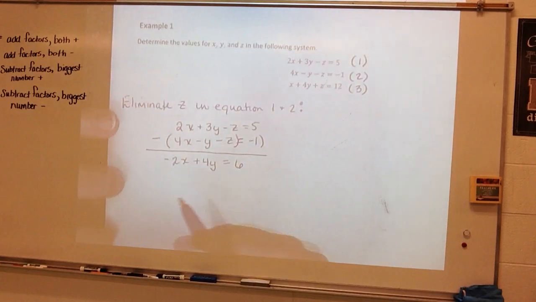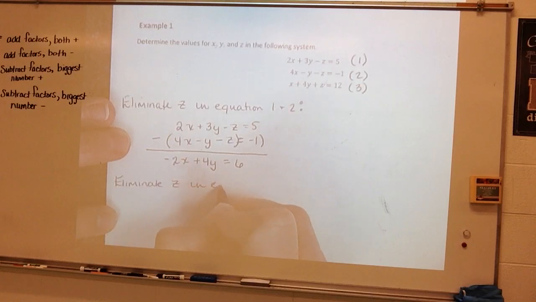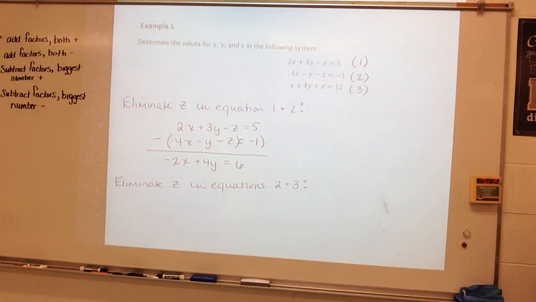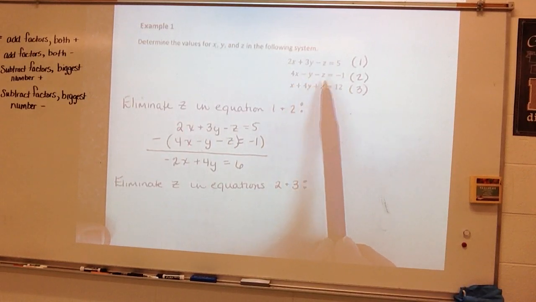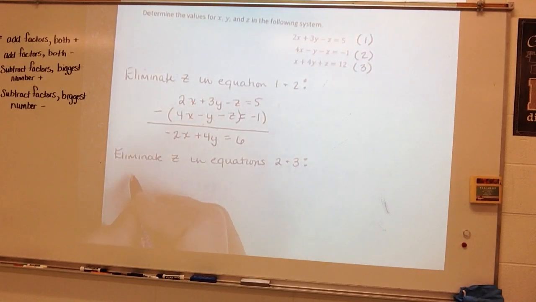Alright, so now we're going to eliminate z in equations 2 and 3. So let's look at how we can do that. And this is why we're doing this, because they're both 1s. They're opposite here, so I can add those two equations together. So I've got 4x minus y minus z is equal to negative 1. And I'm going to add those equations together.